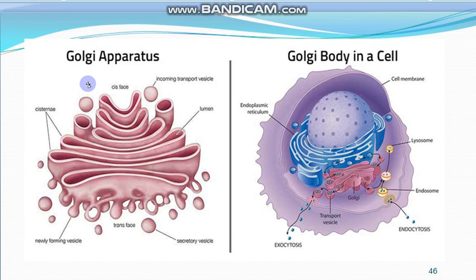And then what happens? Then these vesicles which are budded off from the smooth endoplasmic reticulum fuse with the cis phase. These are the vesicles, and then they fuse with the cis phase, and they empty their contents into the interior or the lumen of the Golgi apparatus. So the vesicles empty their contents into the lumen of the Golgi apparatus.